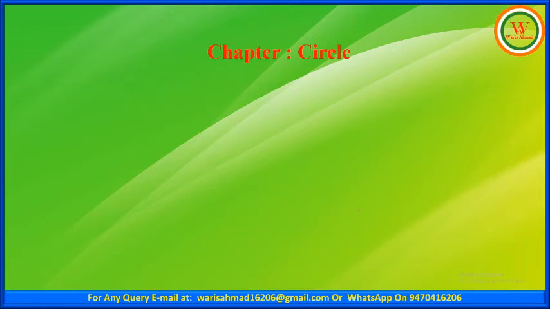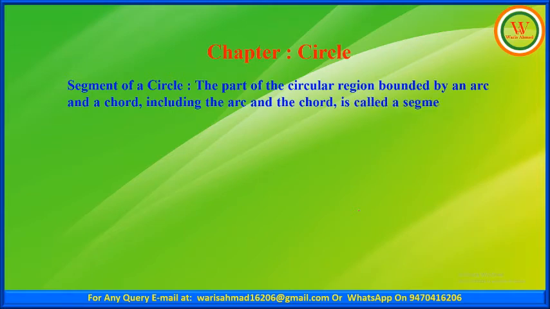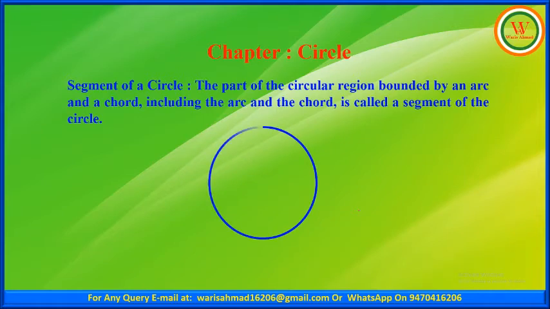Now the next topic is segment of a circle. The part of the circular region bounded by an arc and a chord, including the arc and the chord, is called a segment of the circle. So let us consider a circle with center O. Now consider one chord. Suppose this AB is representing the chord of the circle.